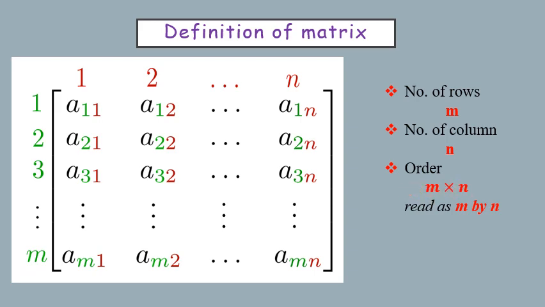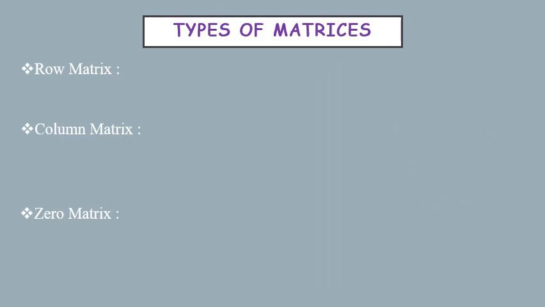Suppose the order of the matrix is 2 by 3. That means the arrangement contains 2 rows and 3 columns. Next, types of matrices. Now the first type is row matrix. A matrix containing only one row is called a row matrix.